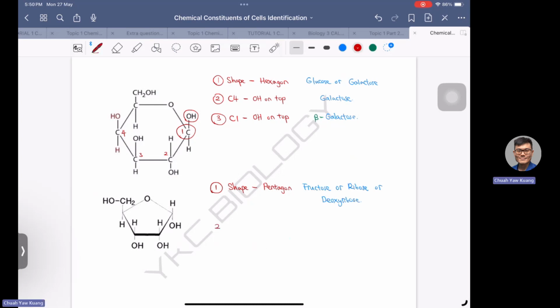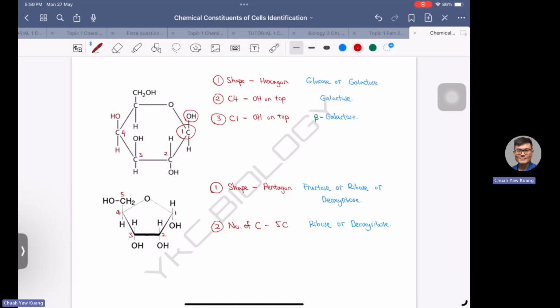Then we proceed to step number 2. In step number 2, we will look at the number of the carbon. From here, we can see this is carbon number 1. This is carbon number 2. This is carbon number 3. Carbon number 4. Carbon number 5. There's only 5 carbon. So if there's only 5 carbon, that means that these might be either the ribose or the deoxyribose.